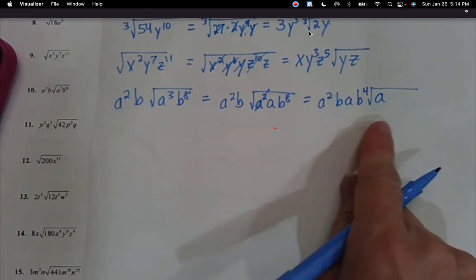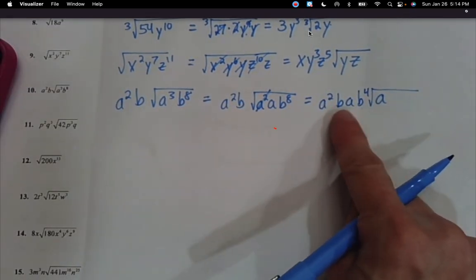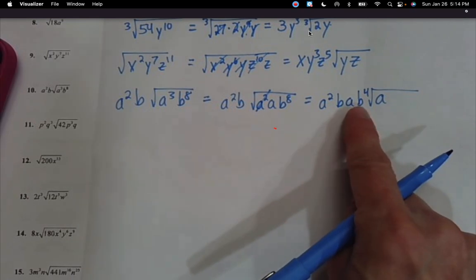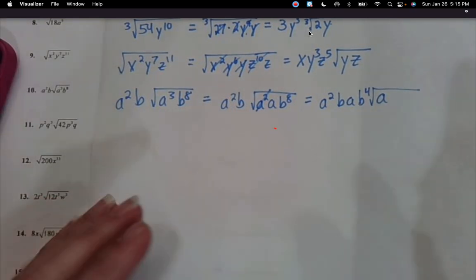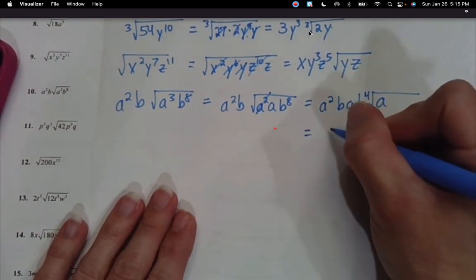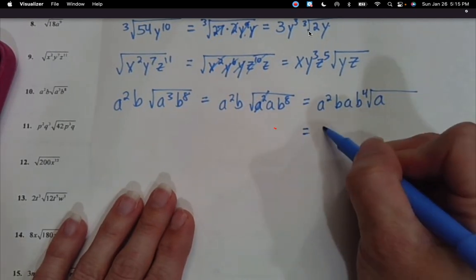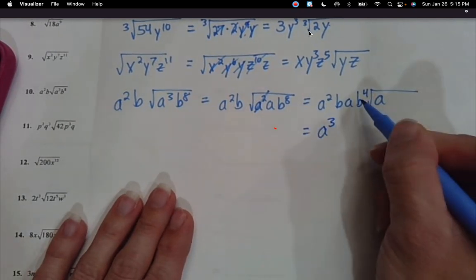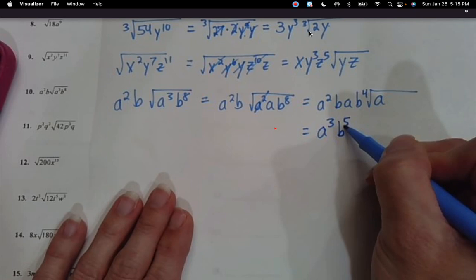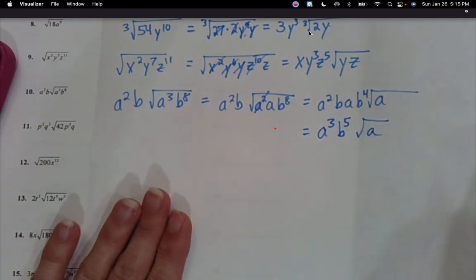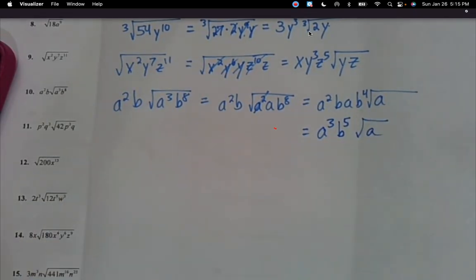Now, what do you notice? This looks like a jumbled up mess. I have a's and b's out here, so I need to combine them. So I have 3 a's out here, and I have 5 b's out here, and I have my little square root of a left over. So that's how that one would simplify.